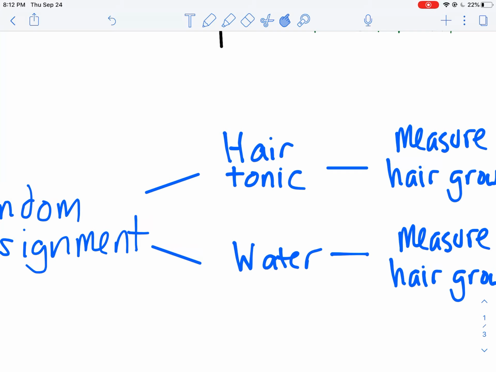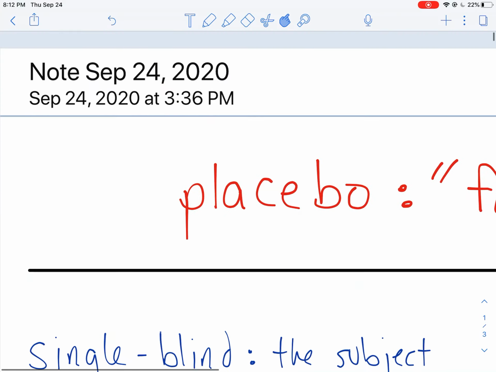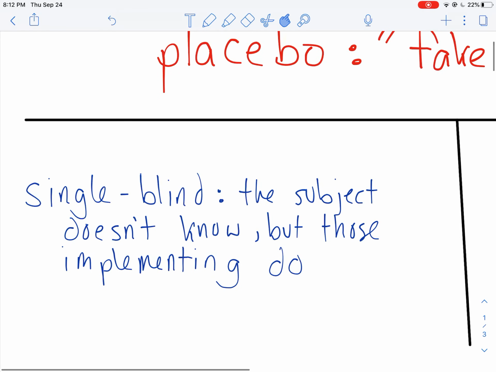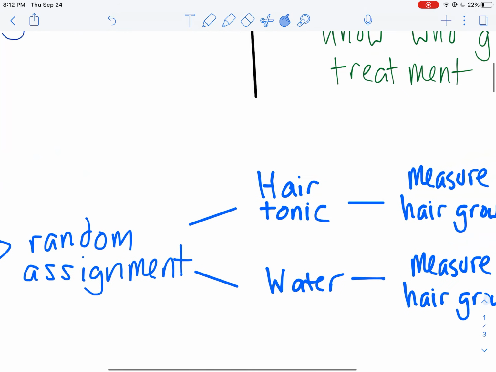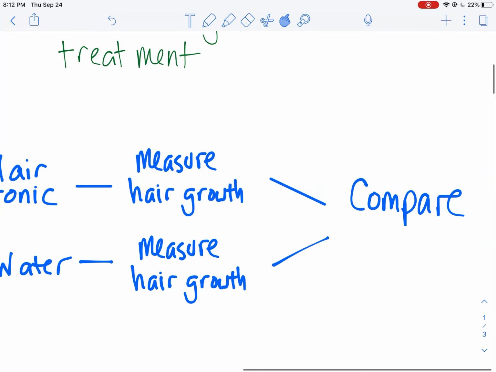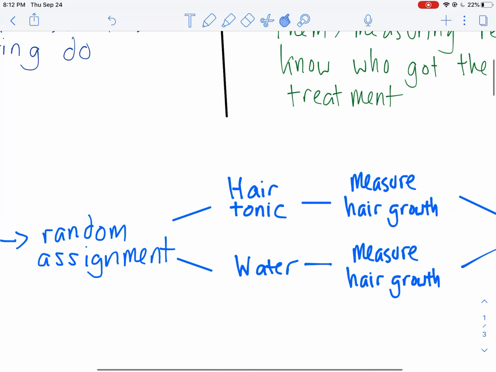Now here's the thing. Maybe you tell them, or maybe you don't. That's an option. That's where you get into the whole concept of blinding. A single blind experiment is when the subject doesn't know, but those implementing do. So in this case, you give each person a bottle and say, okay, try this, measure their hair growth, and then compare. And then you see if there's an actual difference.